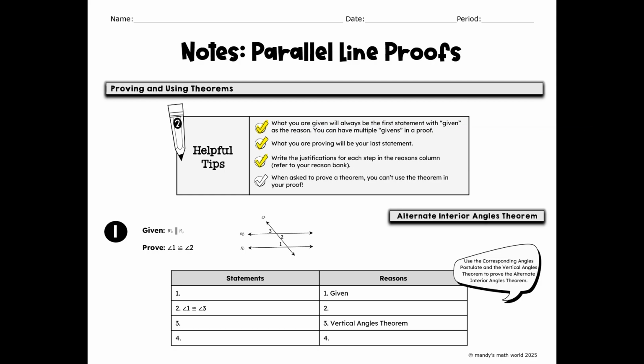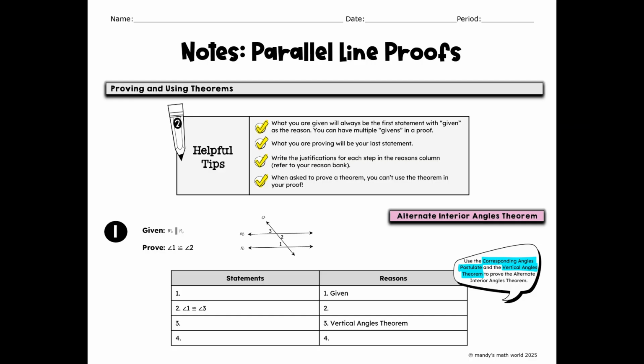You're going to write the justifications for each step in the reasons column, and you can refer to your reason bank. And when you're asked to prove a theorem, you can't use the theorem in your proof. We will be proving and using theorems. In our first example, we're going to prove the alternate interior angles theorem. So we can't actually use this reason in our proof. But we are going to use the corresponding angles postulate and the vertical angles theorem in this proof to prove the alternate interior angles theorem.